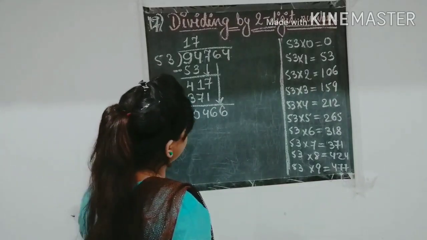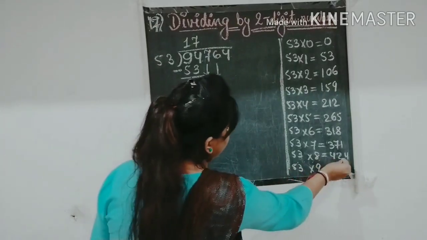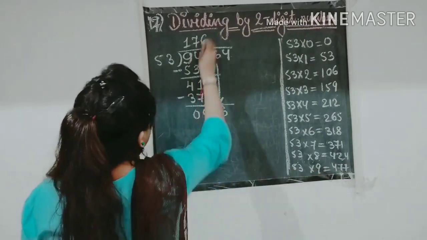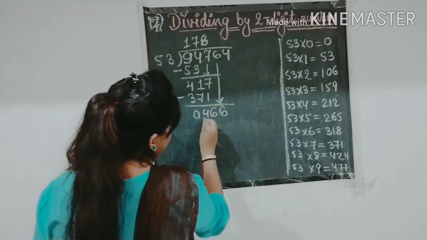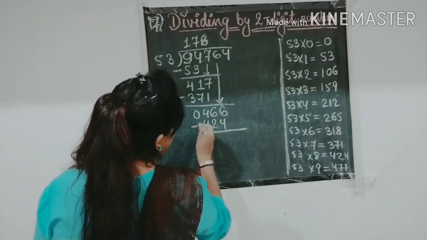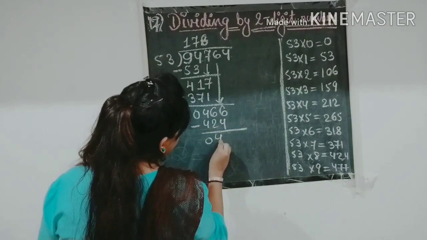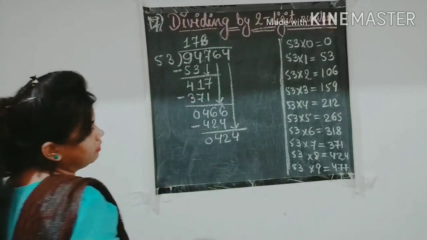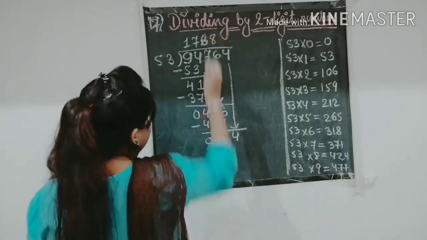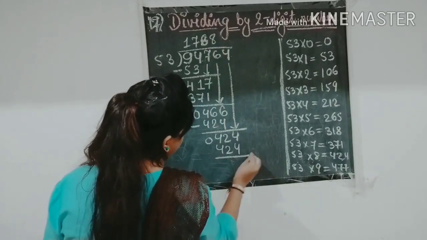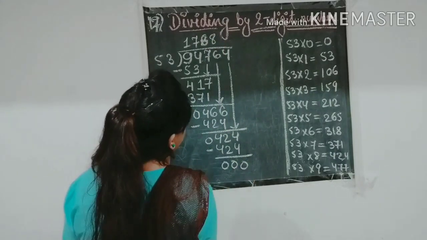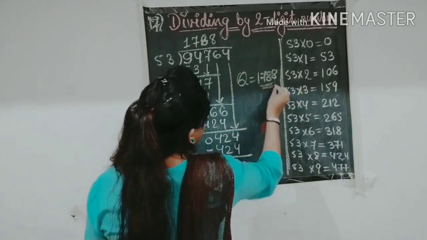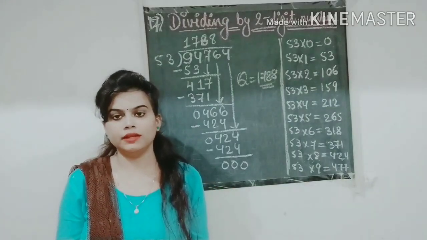Now take the nearest number. We have 53 8s are 424. So take 53 8s are 424 and subtract. You will get 42 and again 4. Now again we can take 53 8s are 424 and this will cancel it out. So the quotient will be 1788. So this way you have to divide all the rest of the questions.